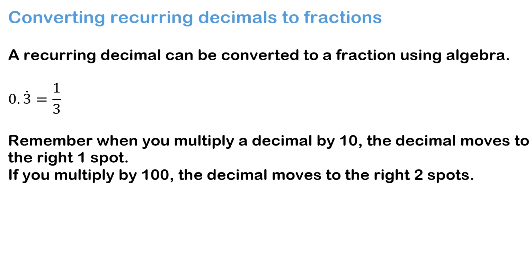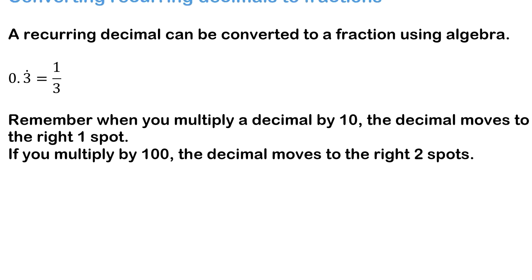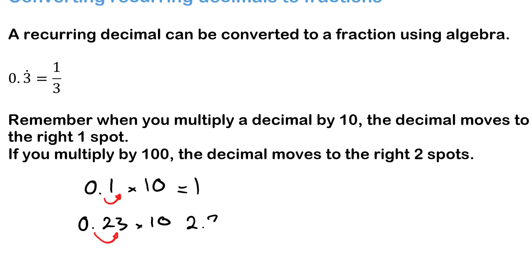Just a little side note: remember, when you multiply a decimal by 10, the decimal moves to the right one spot. If you multiply by 100, the decimal moves to the right 2 spots, and if you multiply by 1,000, it moves to the right 3 spots. So if I have 0.1 times 10, my decimal moves to here, so that gets me 1. If I had 0.23 times 10, that decimal again moves 1 spot, so I now have 2.3.